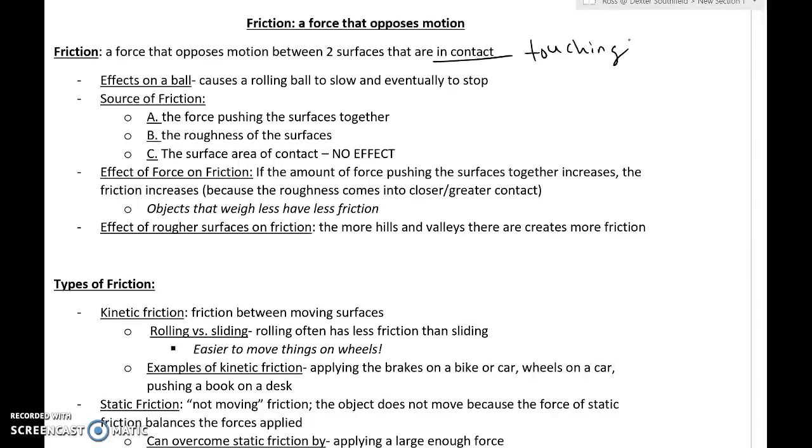There are two sources of friction. Through the friction lab, we determined that surface area does not have an effect. So the two sources of friction are the force pushing the surfaces together, meaning another way of saying that would be their weight, or the force of contact. The other is the roughness of the surfaces themselves. These two are totally related and can't be separated from each other, but they are slightly different.